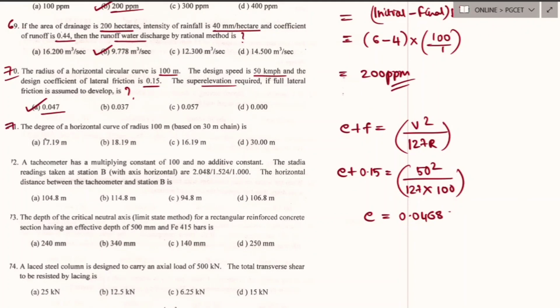Question number 71. The degree of horizontal curve of radius 100 meter based on 30 meter chain. For a 30 meter standard chain length, the degree of horizontal curve is given by the formula D is equal to 1718 divided by radius of horizontal curve. Therefore, 1718 divided by the radius of horizontal curve, which is 100 meter. So, if you solve this, the degree of horizontal curve will be 17.18 degree. So, option A is the right answer.